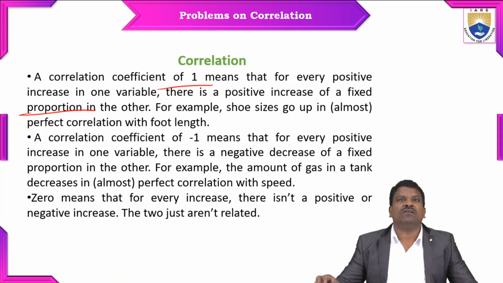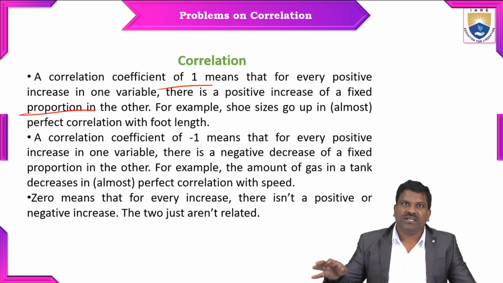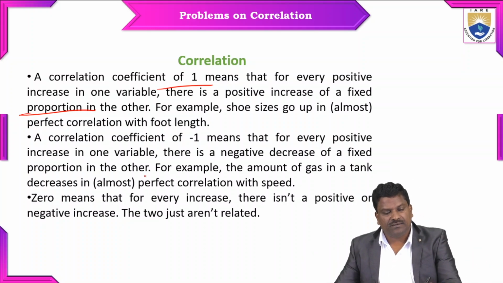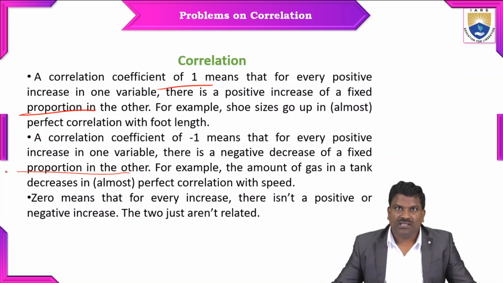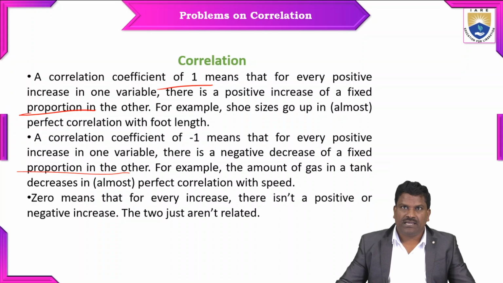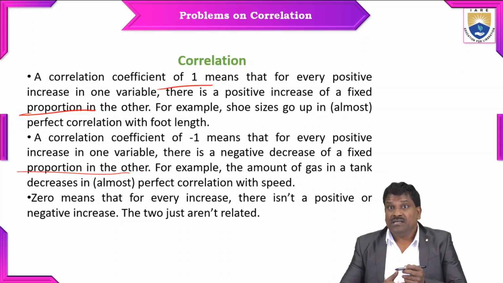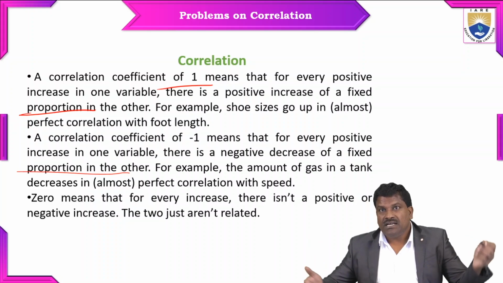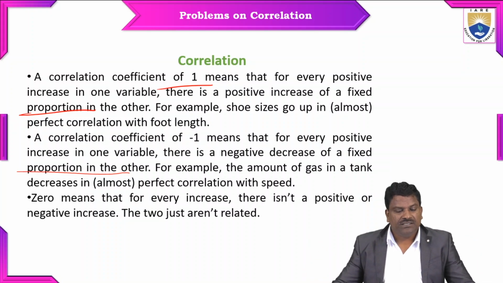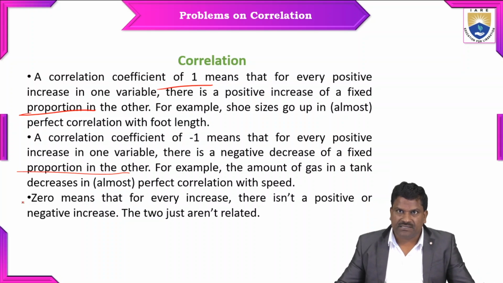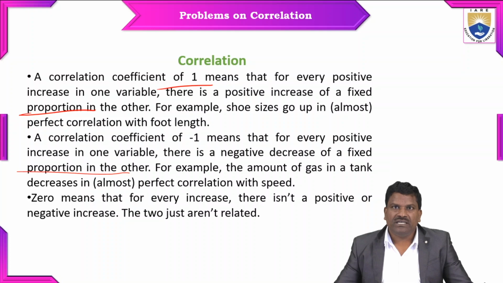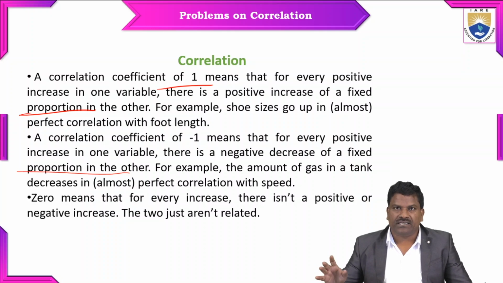And one more point we have to learn is that a correlation coefficient of -1 means that for every positive increase in one variable, there is a negative decrease of a fixed proportion in the other. They are varying proportionally. The amount of gas in a tank decreases in almost perfect correlation with the speed. As speed increases, it proportionally decreases. A correlation of 0 means that for every increase, there is neither a positive nor a negative increase. The two just aren't related.